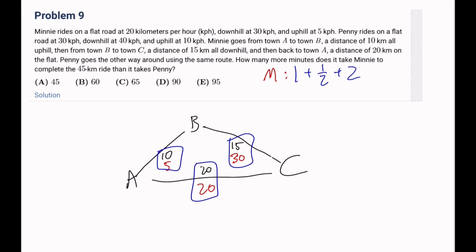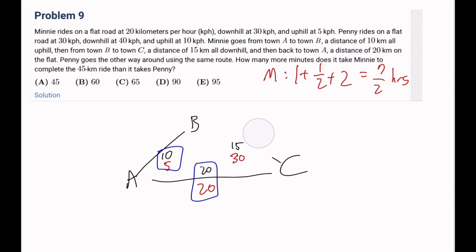And so, yeah, let's write that in red. So 1 hour for the flat, half hour for the downhill, and 2 hours for the uphill. Right, and so this is 7/2 hours, right? And for Penny, Penny will have different speeds, right? And she is also going the other way around. And so for Penny, this will be uphill and this will be downhill, right?